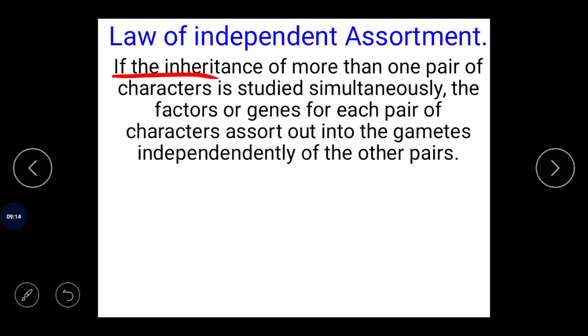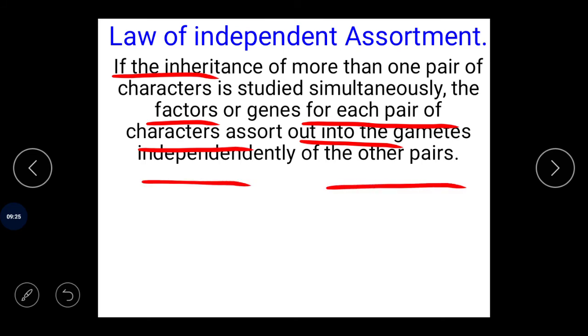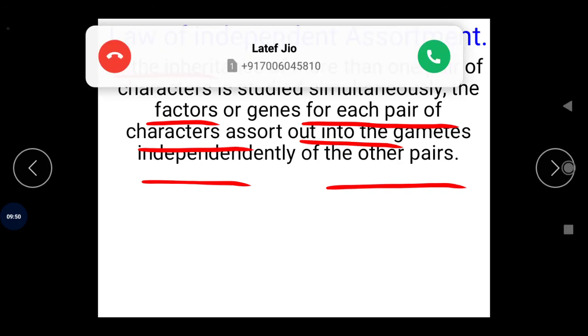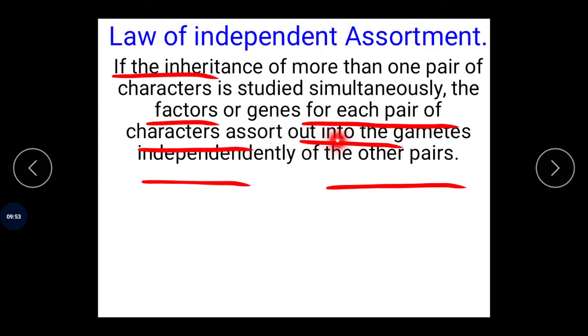And what's happening? The factors or genes of each pair assort out into the gametes independently of the other pairs. So what does the law state? The law states that if you are studying more than one pair of contrasting characters simultaneously, the factors or genes which control these characters for each pair of character assort out into the gametes.